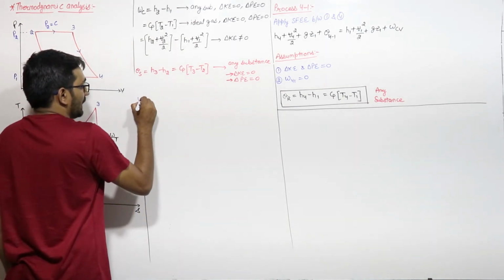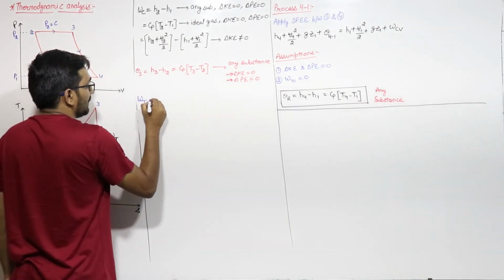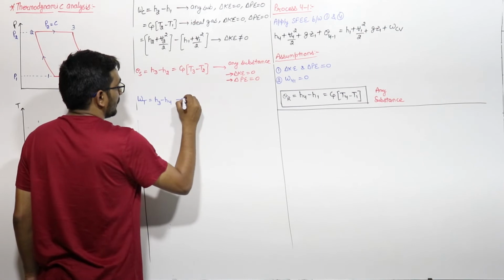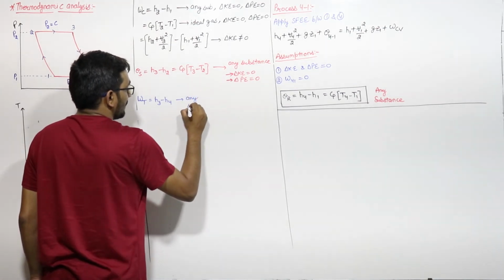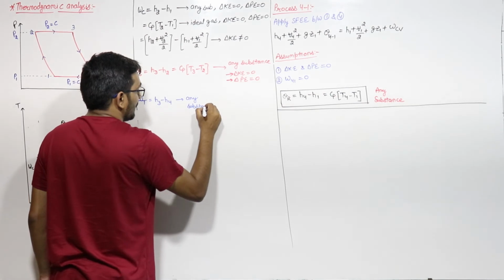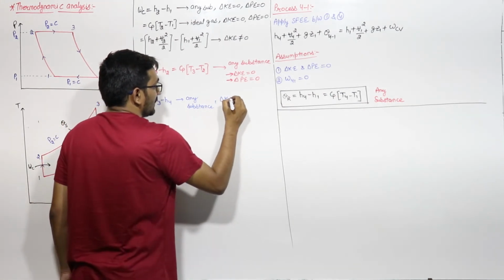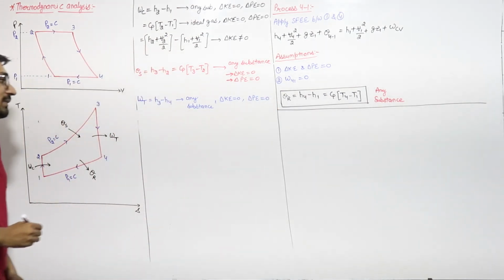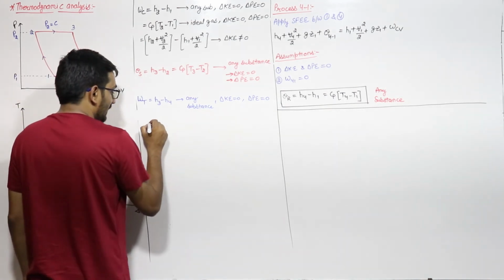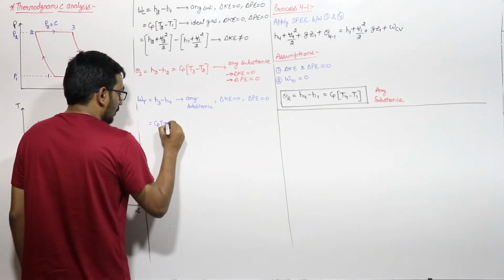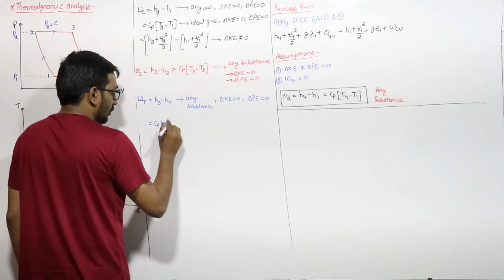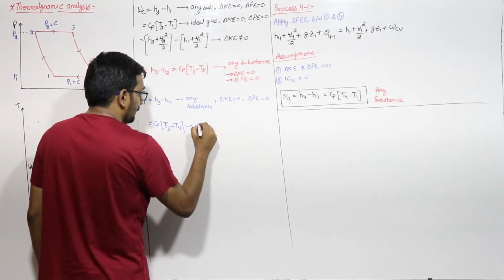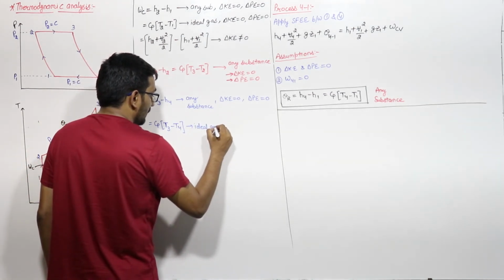Work produced by the turbine will be written as H3 minus H4. This you can write for any substance, whether it is an ideal gas or not. Assumption is changes in kinetic energy 0, changes in potential energy 0, no velocity value given, and adiabatic obviously. This can be written as Cp into T3 minus T4. This can be written only for an ideal gas. If the gas is ideal, then only you can write like this.